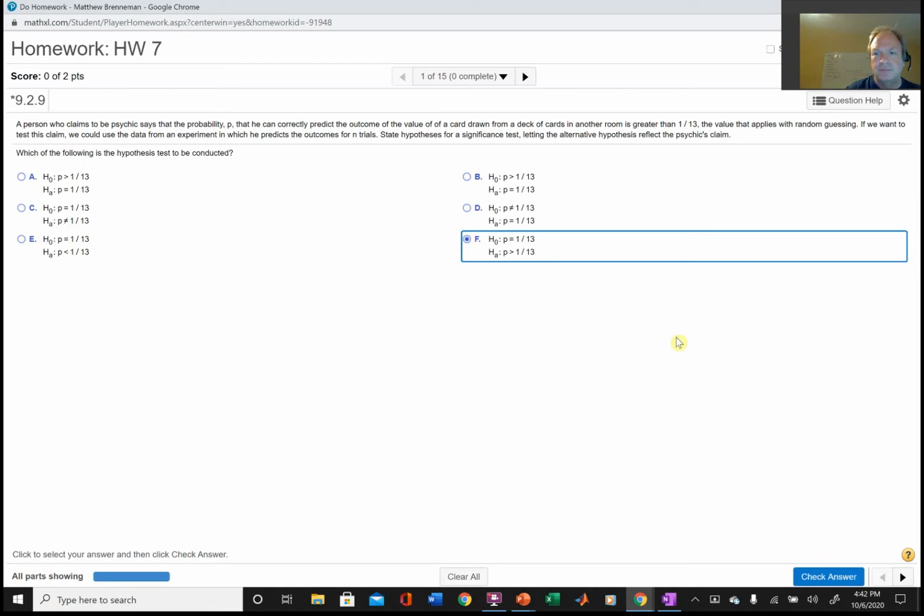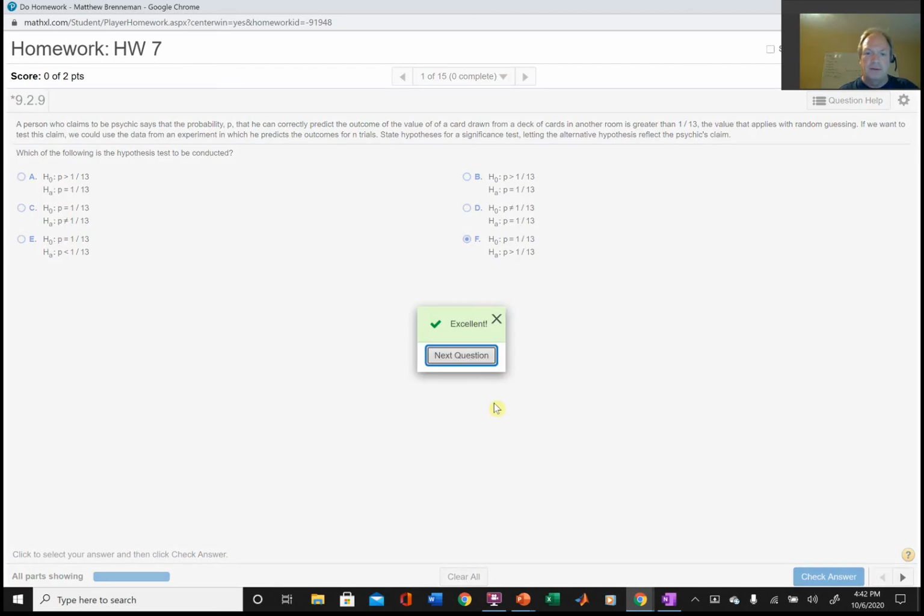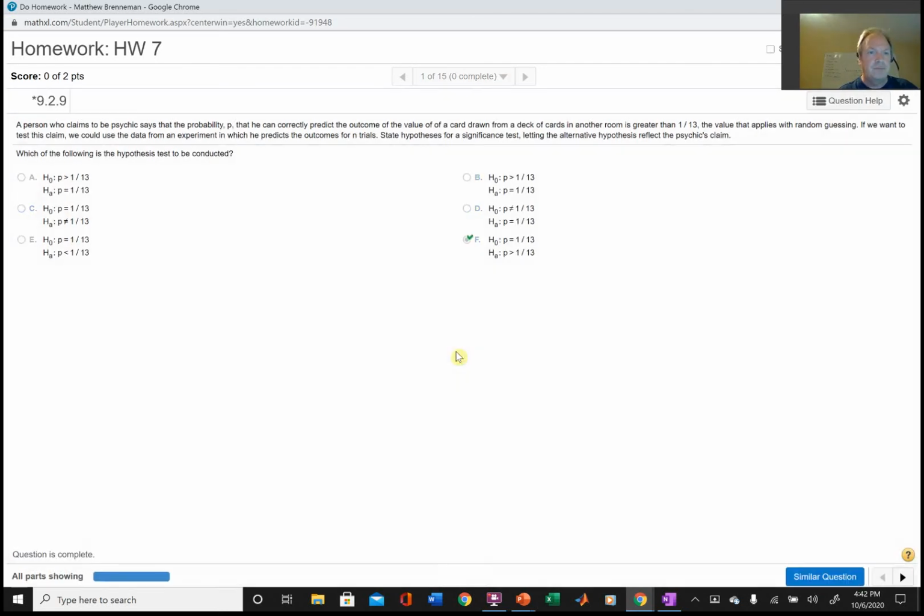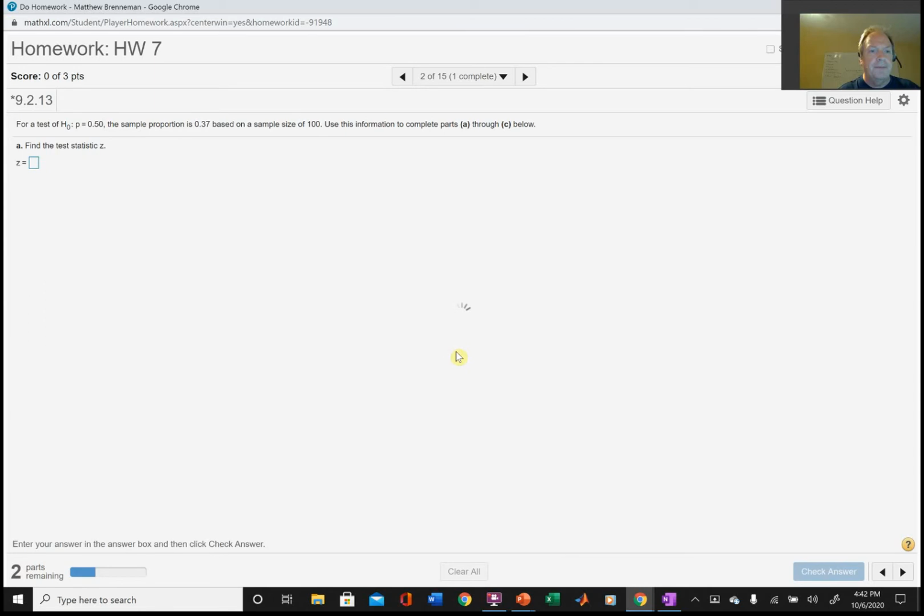Now you have to be careful because in the notes I say when you're testing a manufacturer's claim, you're going against the claim. But here, this is more like a research project, right? We want to prove something. We want to prove that he really is psychic. And so what we're trying to show, which is the alternative, is that the probability is greater than 1 over 13.